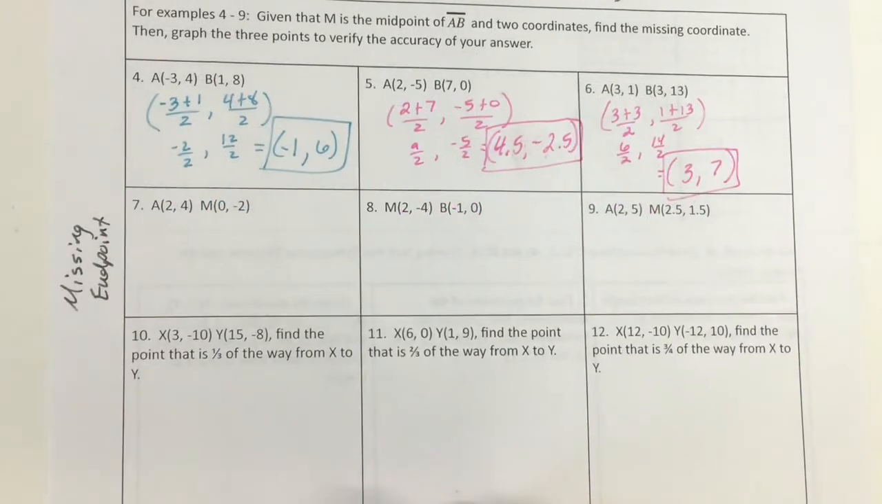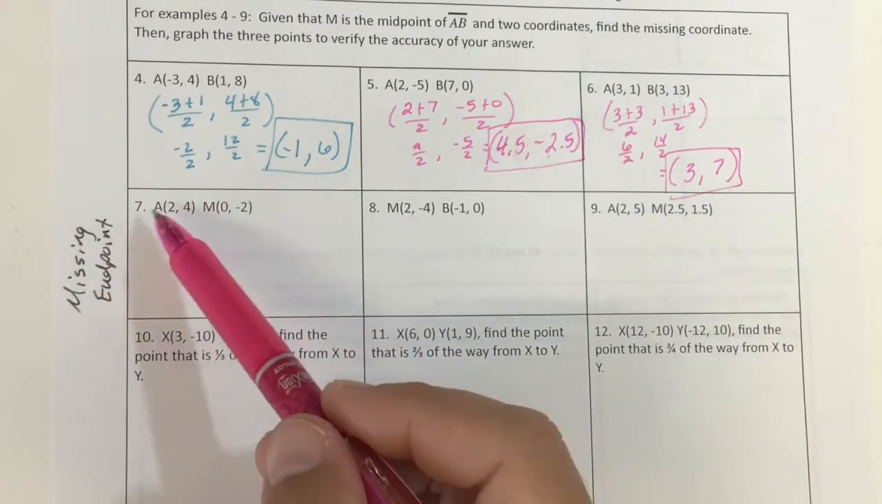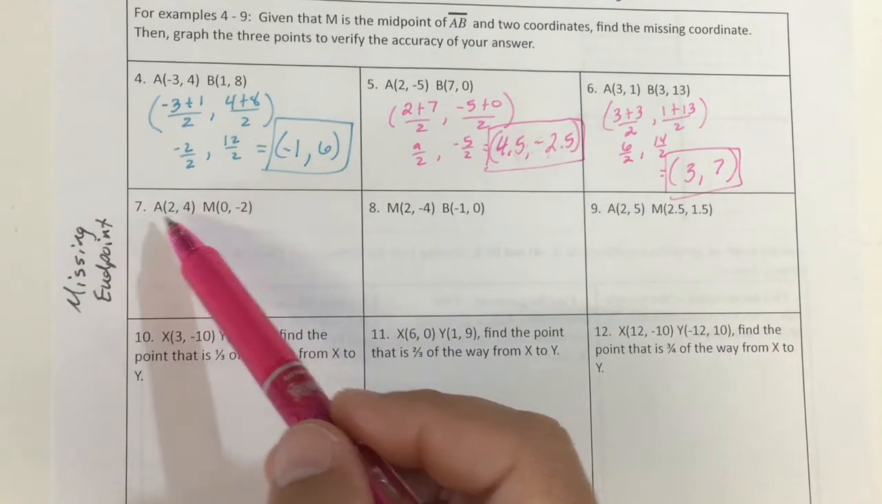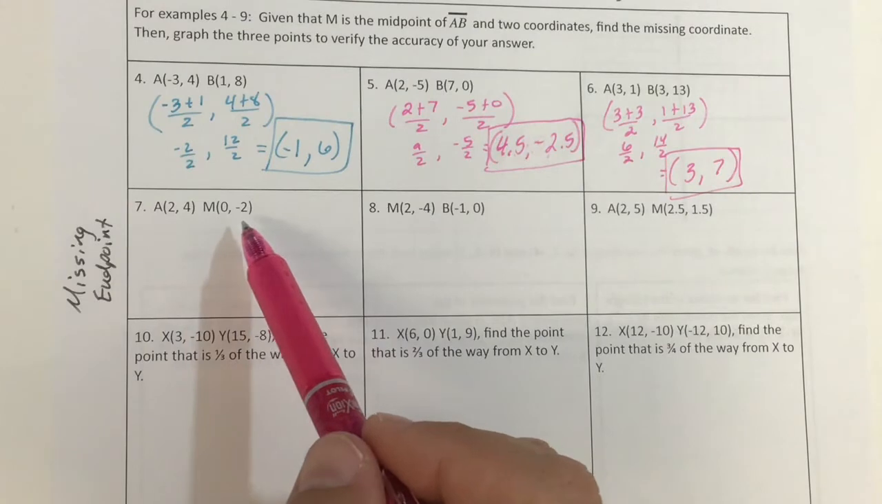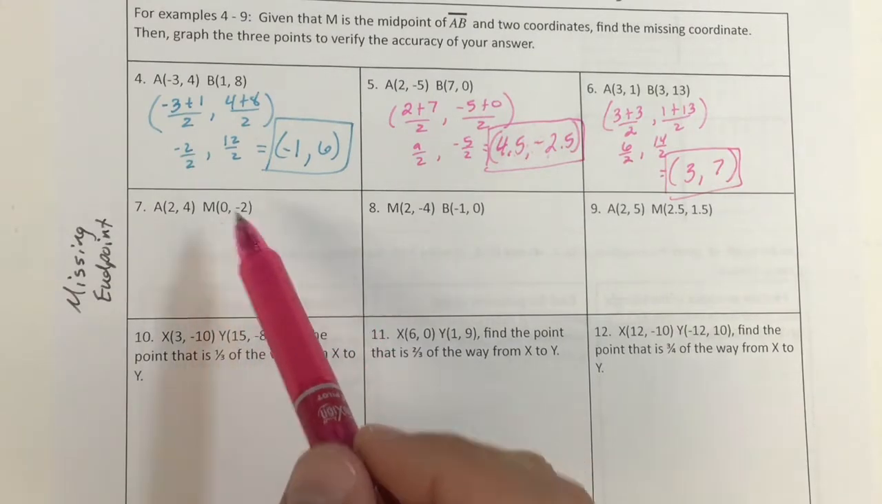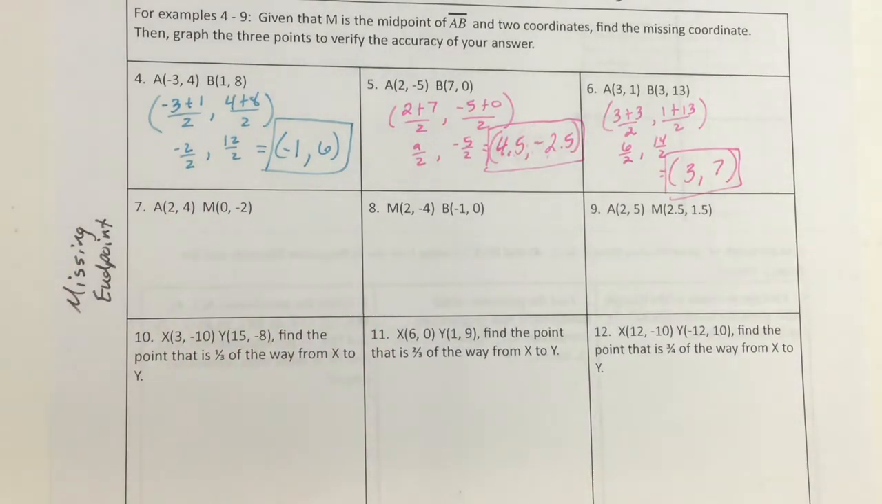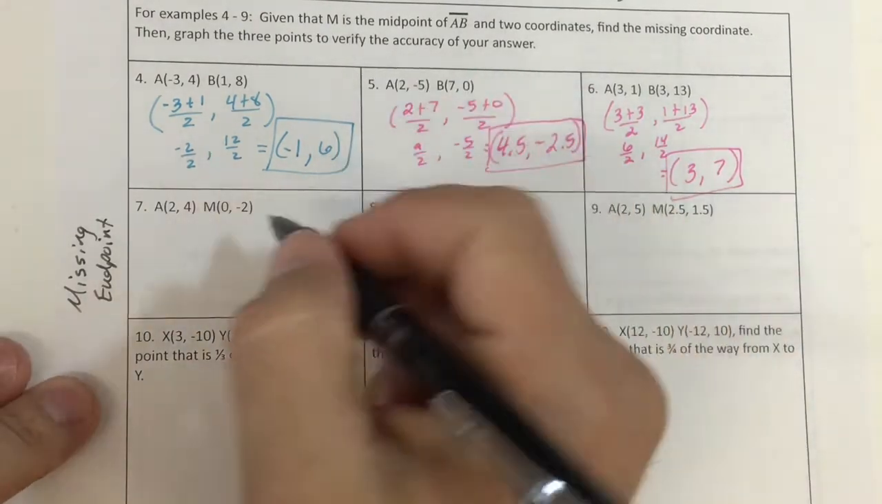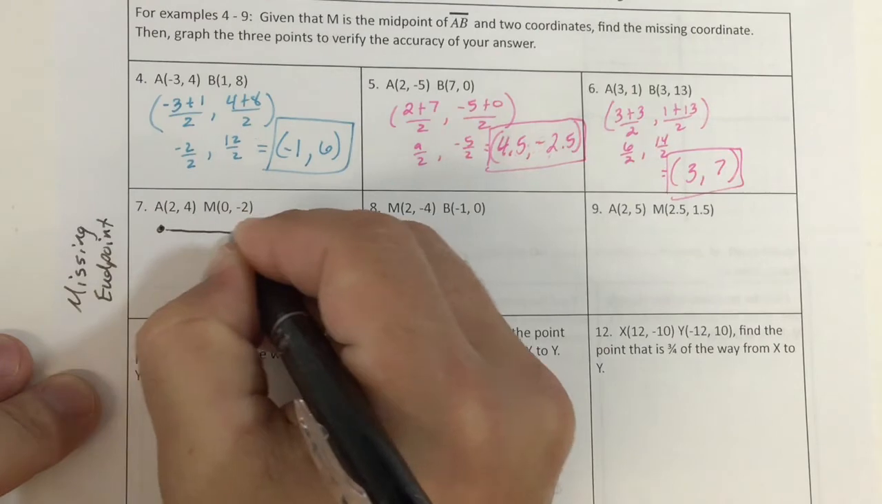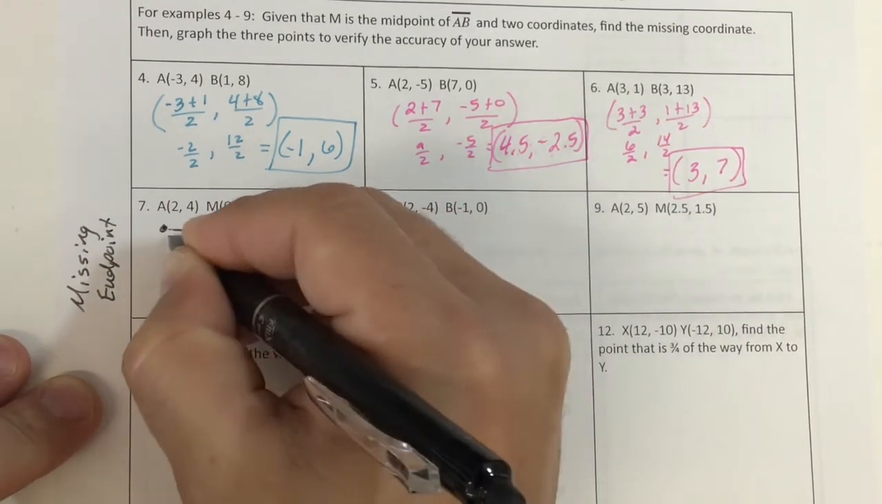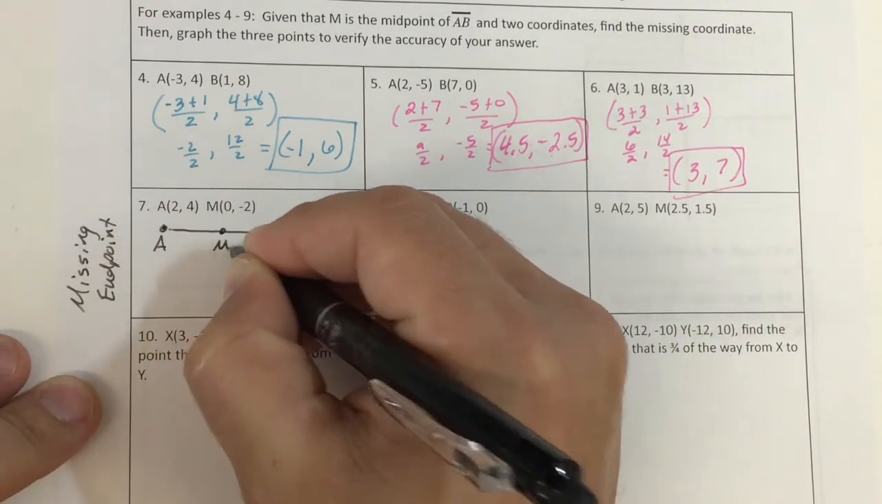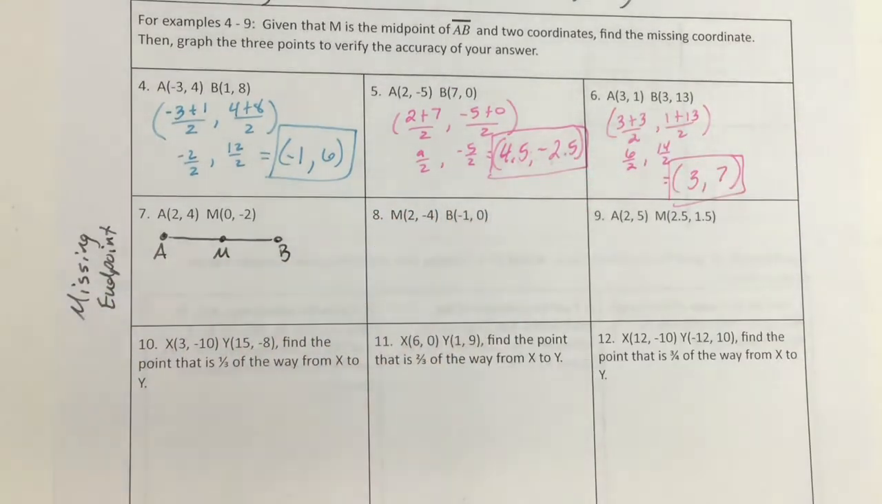All right, as we look at number 7, now we are given the coordinates of A, and we are missing the endpoint B, but we have the coordinates of the midpoint. So I actually want us to draw this out. This one's going to be done a little bit differently, like I said. This is not how it would look on a coordinate plane, but it is going to be helpful for us to keep track of our work.